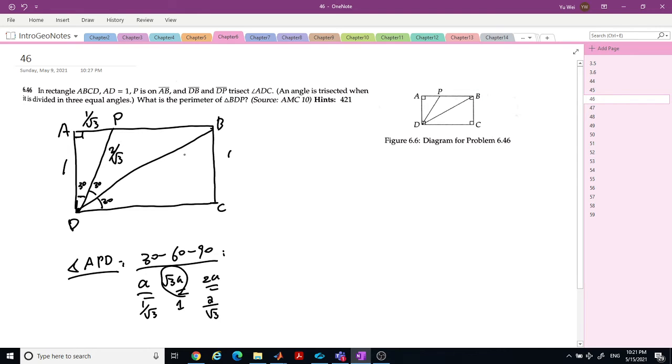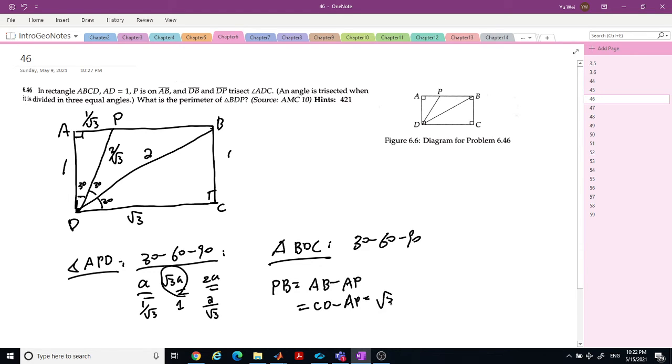Okay. Now we have another triangle, BDC, which is also 30, 60, 90. So this is 1, this is 2, right? So you know this is root 3. Then you know PB is equal to AB minus AP, which is root 3 minus 1, root 3, right?